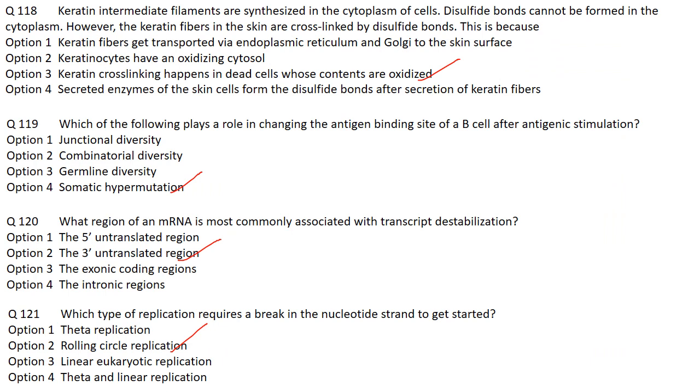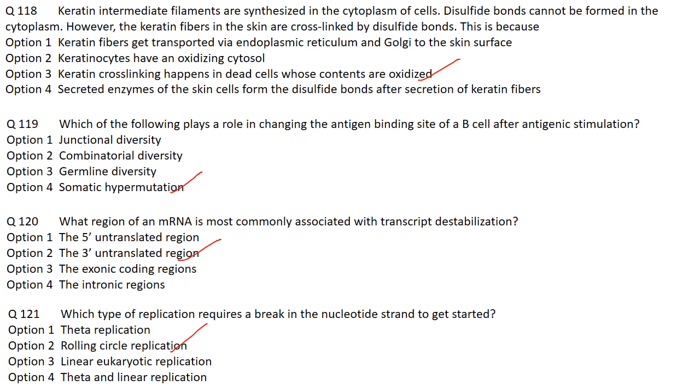Then next one. Keratin intermediate filaments are synthesized in the cytoplasm of cells. Disulfide bonds cannot be formed in the cytoplasm. However, the keratin fibers in the skin are cross-linked by disulfide bond. This is because, option 3, keratin cross-linking happens in dead cell whose contents are oxidized. Keratin is usually found in dead cells like nails. So in such cells, cross-linking happens in dead cell whose contents are oxidized.